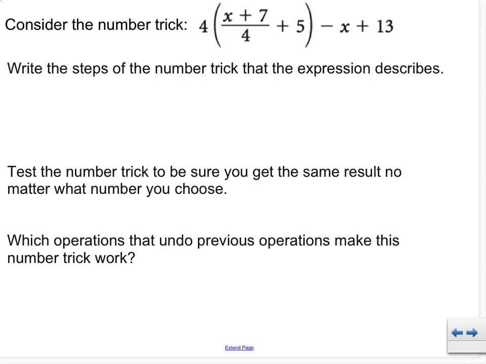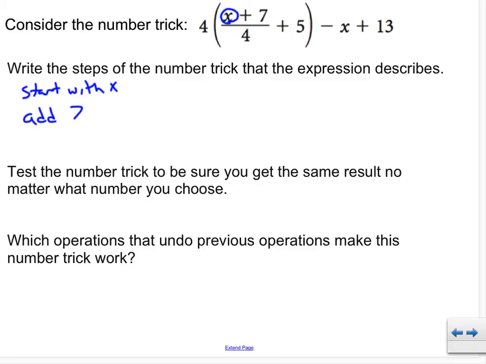So take a look at this number trick that I have here. We're going to work backwards a little bit. So let's think about some of the steps of that number trick. See if you can write down what you're doing. I'll do the start for you at the beginning. So I always find my variable in the middle. So I'm going to start with x. And now think about what you're doing to that x. If I plugged a number in for x, what would you be doing? So first to the x, we're going to add the 7. That takes care of our numerator.